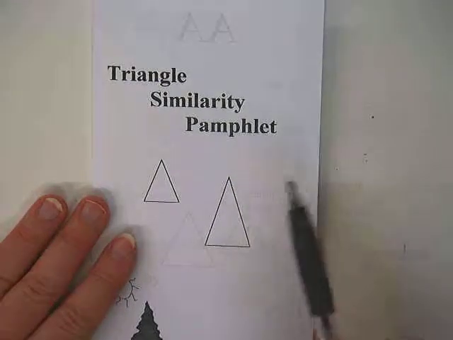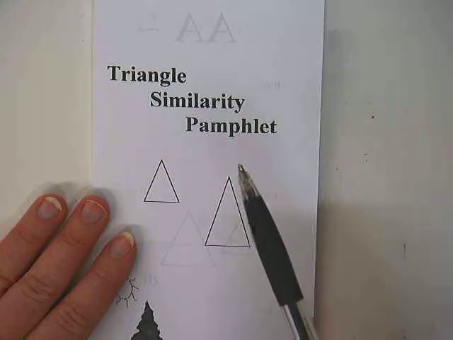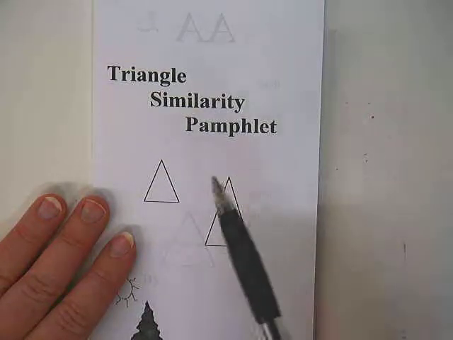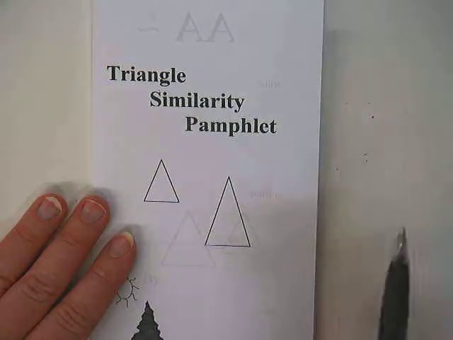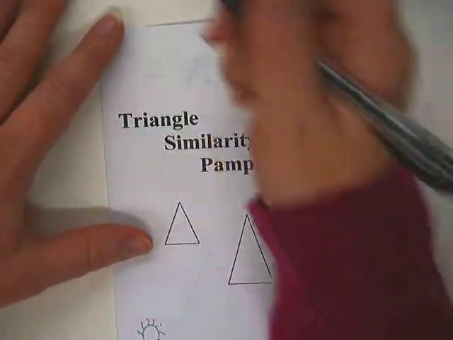This chapter we're learning how to prove triangles similar. That means that they have all corresponding congruent angles, but the sides are proportional. That means they have the same ratio. They're the same shape but different sizes.